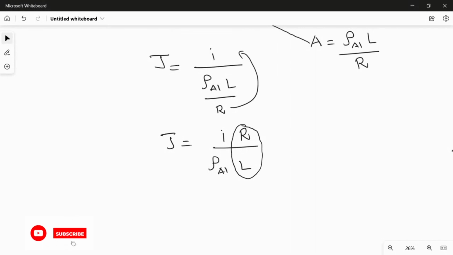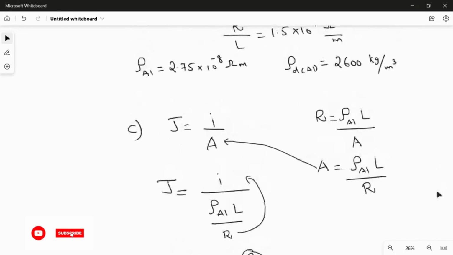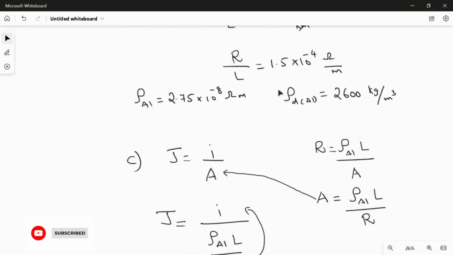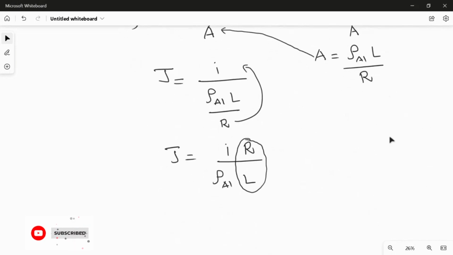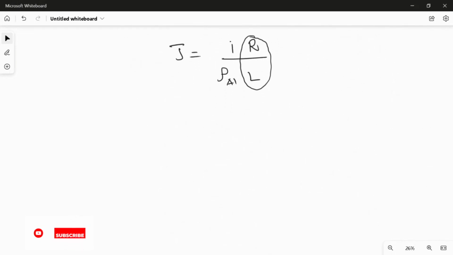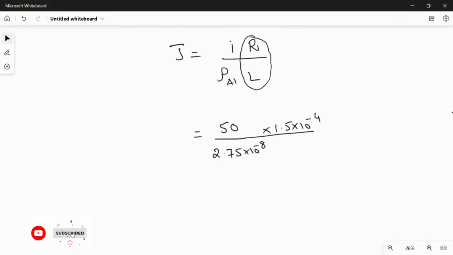Aluminum as well as the copper takes the same value of 1.5 × 10^-4 ohm per meter. This value. Clear? Now I'm going to substitute the value here. So J is equal to the current value, 50 ampere, divided by the resistivity of aluminum, 2.75 × 10^-8, multiplied with R over L value, 1.5 × 10^-4.